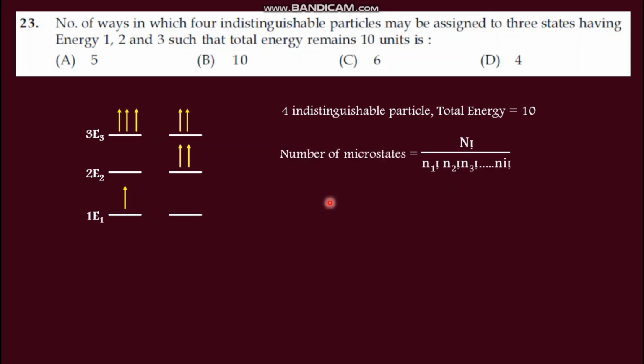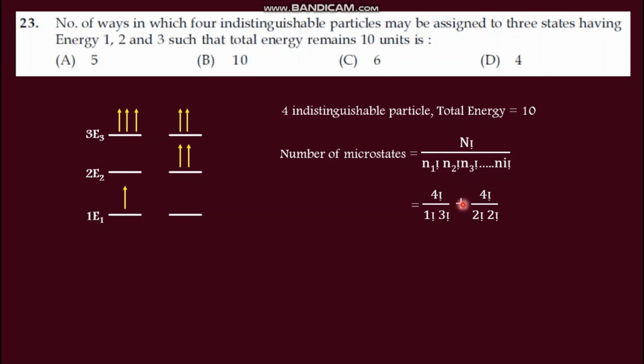Now we have to find out the number of ways. For that, the number of microstates can be found by N factorial divided by n1 factorial into n2 factorial into n3 factorial, etc., ni factorial, where capital N is the number of particles, and small n means how many particles we distributed in each energy level. So we can write, for the first, 4 factorial divided by 1 factorial into 3 factorial. So this is two different arrangements.